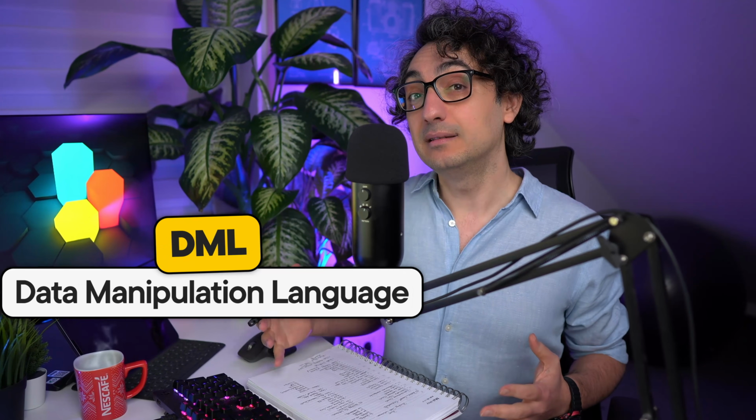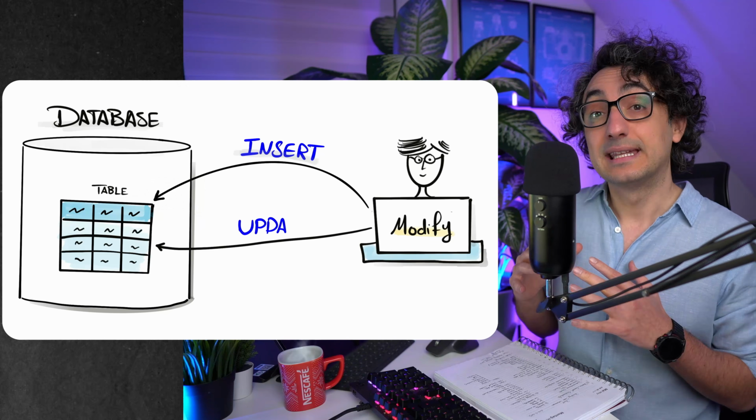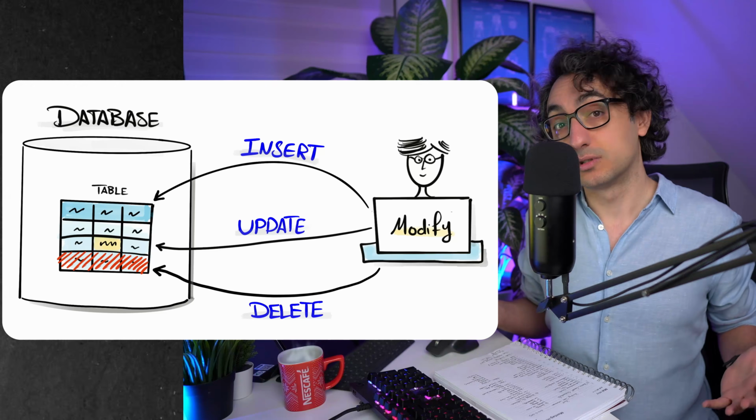Alright my friends, so now we're gonna learn the commands of the DML, data manipulation language. It is very simple. It is all about how to change the data inside your tables. So you want to insert new rows or update, delete rows. So let's go.